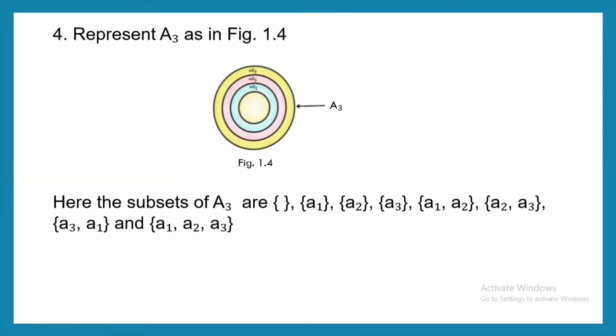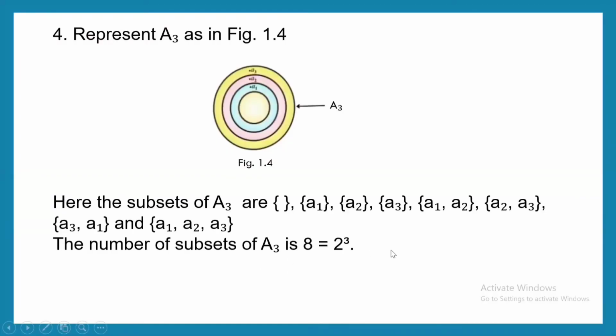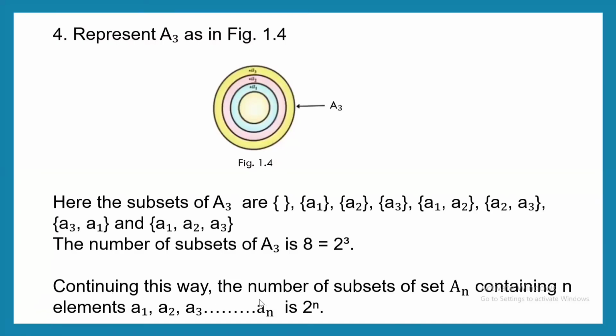When I had 0 elements, the number of subsets was 2 raised to the power of 0, that was 1. When I had 1 element, the number of subsets was 2 raised to the power of 1, that is 2. When I had 2 elements, the number of subsets was 2 raised to the power of 2, which is equal to 4. When I had 3 elements, the number of subsets are how many? They are 8. And 8 is 2 cube. If I continue this way, the number of subsets of a set containing n elements a1, a2, a3, up to an is going to be 2 raised to the power of n.